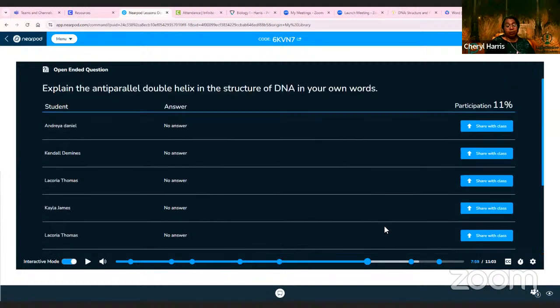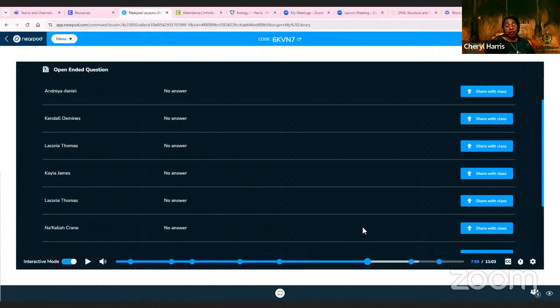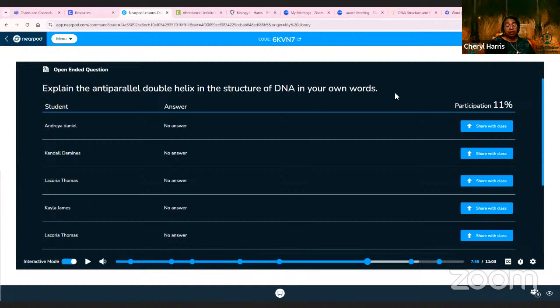Okay, I got one answer. Jacob says that the 5' end of the strand is paired with the 3' end of the complementary strand. That is true, but that's really not explaining what we mean by anti-parallel. Folks, all this anti-parallel, anti-anything means that it goes against.